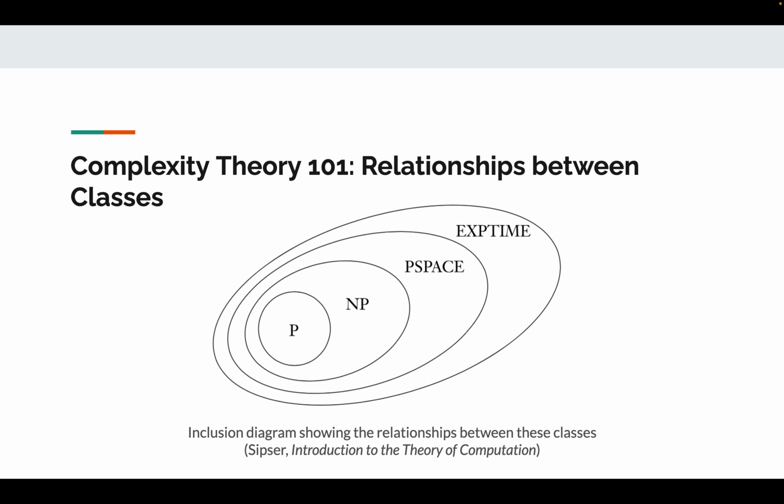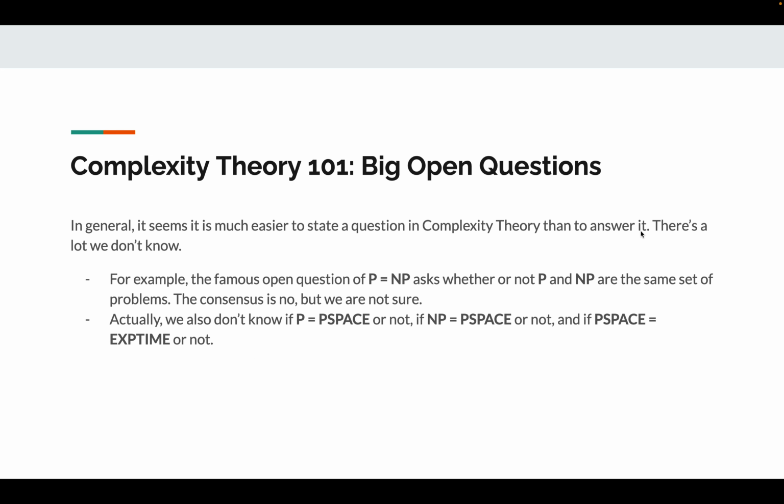We have P is in NP for sure. NP is in PSPACE, and PSPACE is in EXPTIME. And of course, there are actually many, many, many more classes, and they all have relationships, and some relationships are more complicated than the sort of linear one we have here. But that's all well and good.